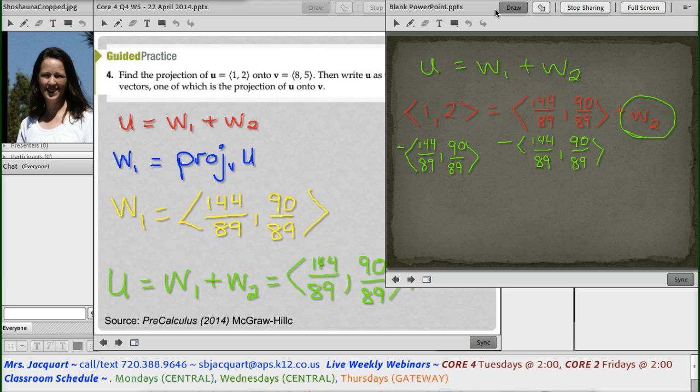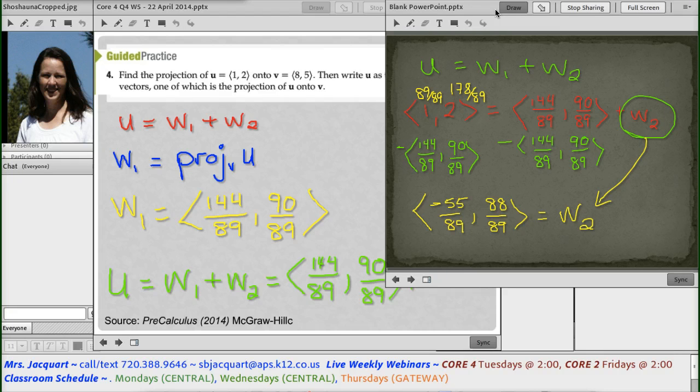Now we want these vectors to have common denominators, so this is going to be 89 over 89, this is going to be 178 over 89. Got it. So when we subtract those vectors, we get negative 55 over 89, comma 88 over 89. And this equals W2.